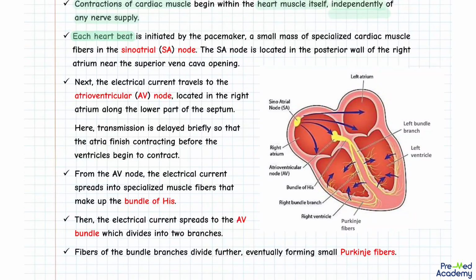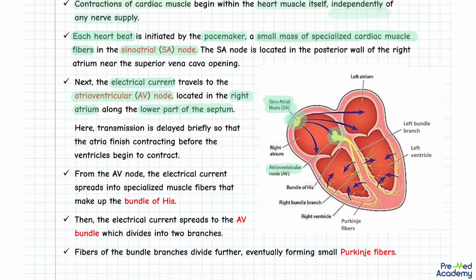Each heartbeat is initiated by the pacemaker, a small mass of specialized cardiac muscle fibers, in the sinoatrial node, or SA node for short. The SA node is located in the posterior wall of the right atrium, near the opening of the superior vena cava. You can see the SA node here in the diagram. Next, the electrical current travels to the atrioventricular node, AV node for short, which is located in the right atrium, along the lower part of the septum. Here it is in the diagram, a bit below the SA node.